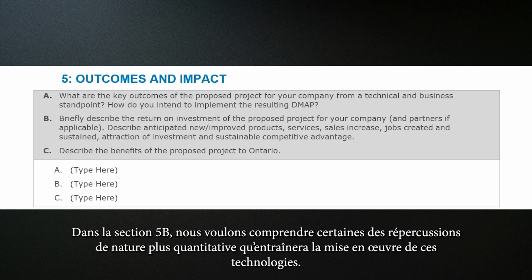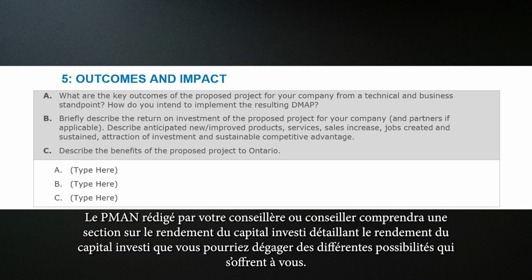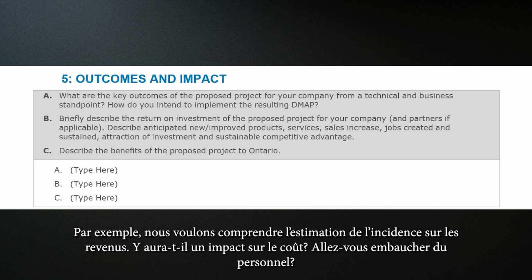In 5B, we want to understand some of the more quantitative impacts that implementing this technology is going to have. So in your DMAP, the consultant will have produced a return on investment section where they describe what they feel is the return on investment from various options that you could pursue. So we want to understand, what's the estimate of the impact on revenues, for instance? Is there going to be an impact on cost? And if so, how much?